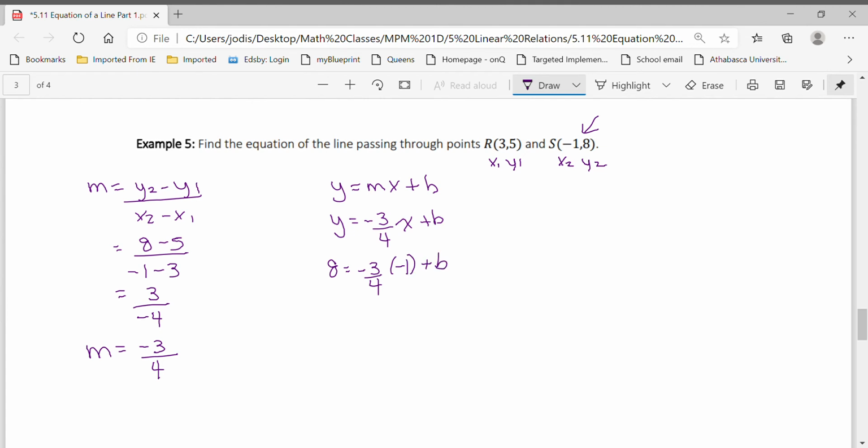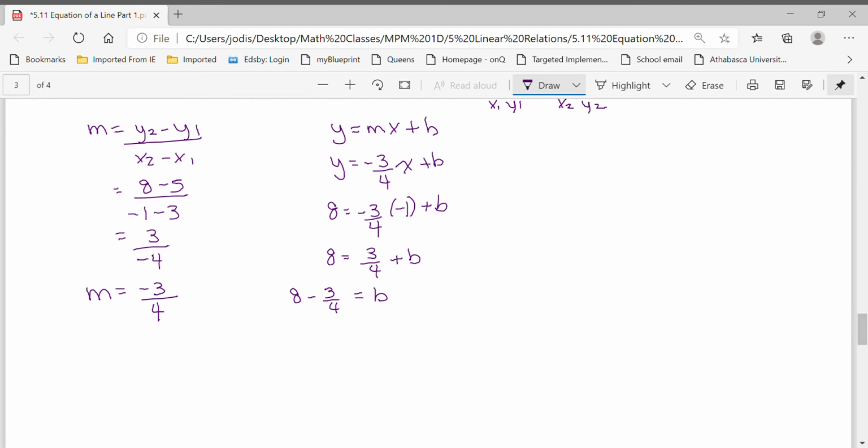That's a 1. So then here, negative 1 times negative 3 over 4 just gives me positive 3 over 4. And then I'm going to move that 3 over 4 over, switch its sign. Now I need a common denominator here. Okay, so 4 would be my common denominator. 4 times 8 is 32. So 32 minus 3 is just 29 over 4.